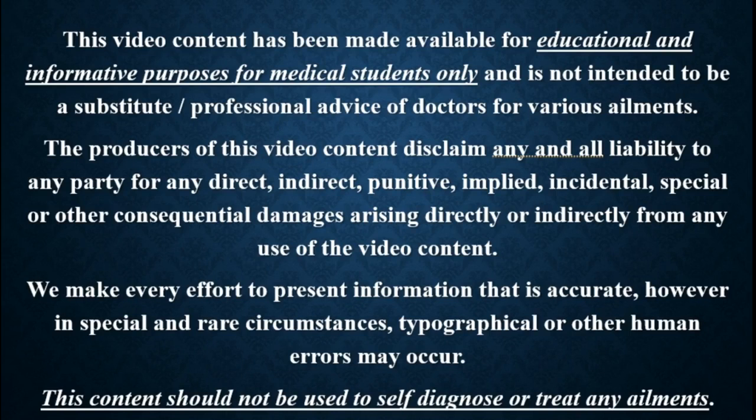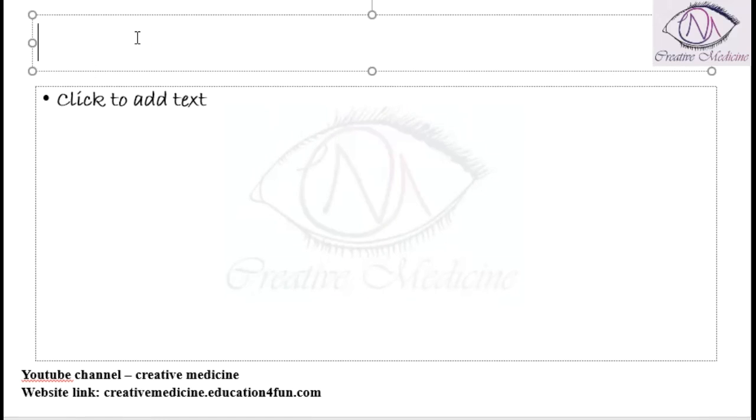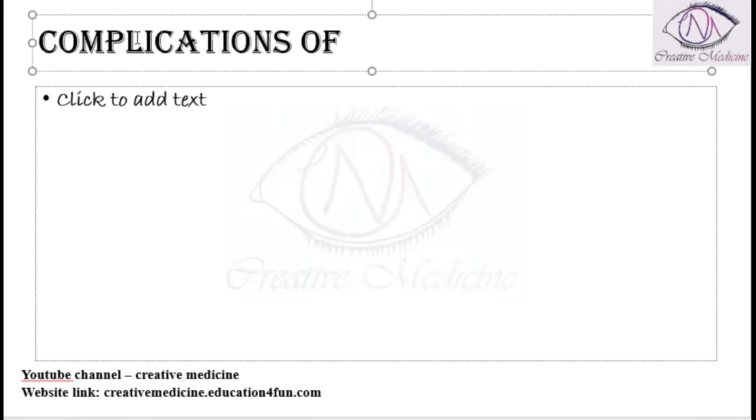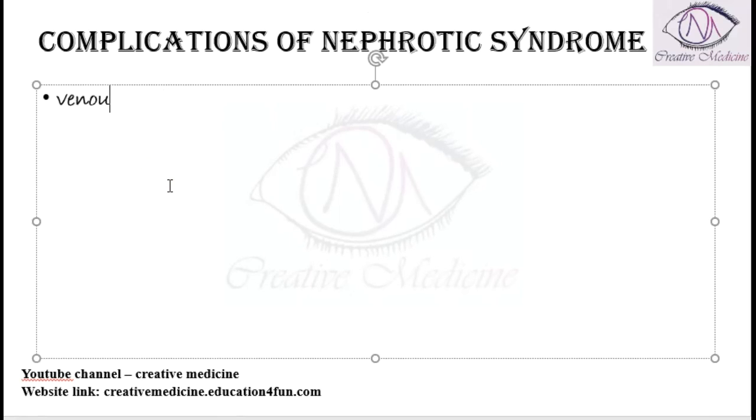In this lecture, we will learn about the complications of nephrotic syndrome. The main complications of nephrotic syndrome include, first and foremost, venous thrombosis and pulmonary embolism.